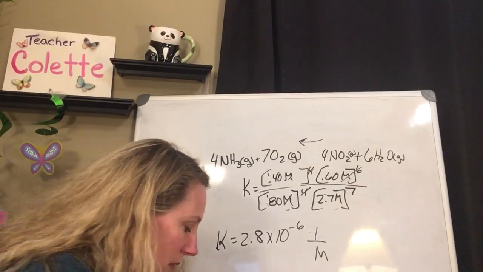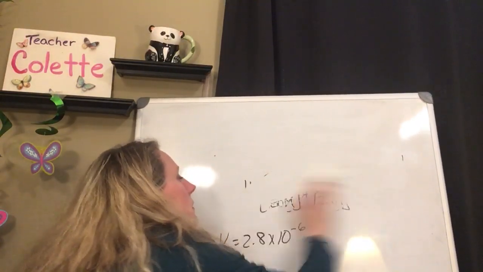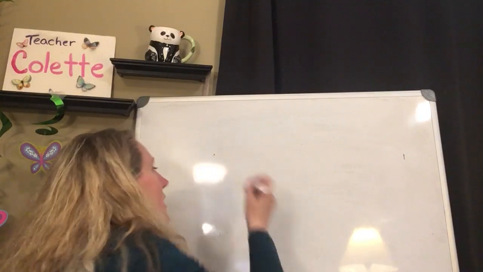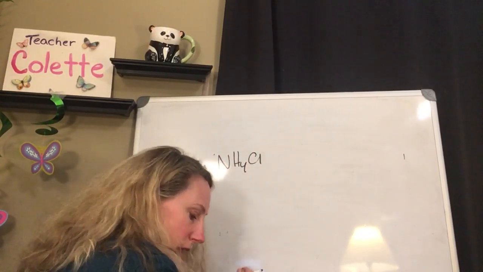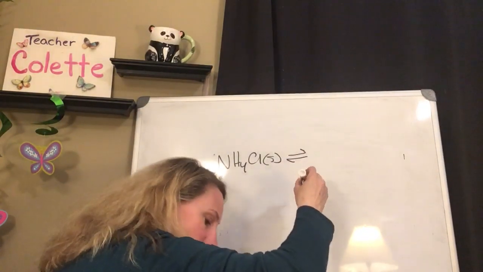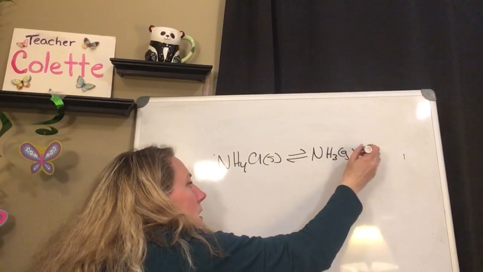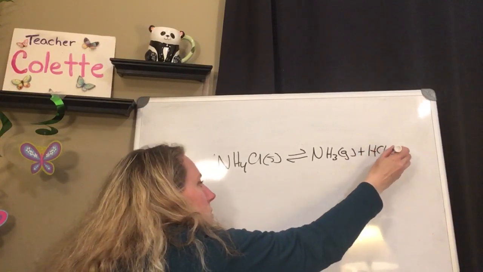So let's do example 15.2. Hopefully my board doesn't fall this time. All right, we have NH4Cl. And that's a solid. Oh, that's telling me I'm going to love this problem already. And NH3, which is a gas, and HCl, which is a gas.